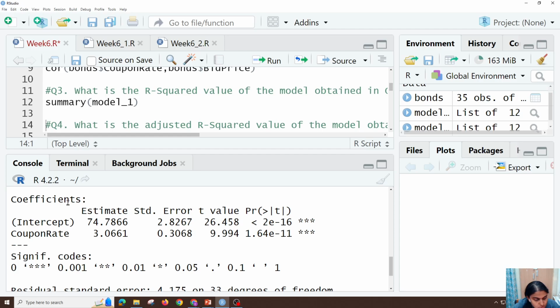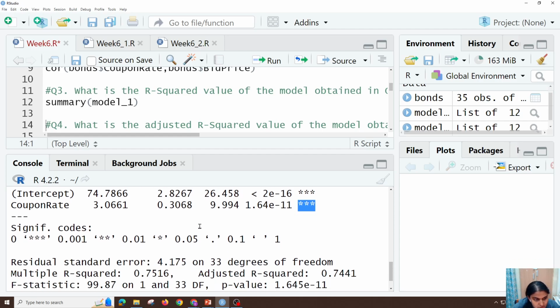And then you have seen the coefficients, which are the intercept as well as the coupon rate. Here the intercept was coming like this and the coupon rate was like this. So the standard error of that, the t-test value and the p-value for that, and how significant it is. Both these things, the intercept as well as the coupon rate, are significant.